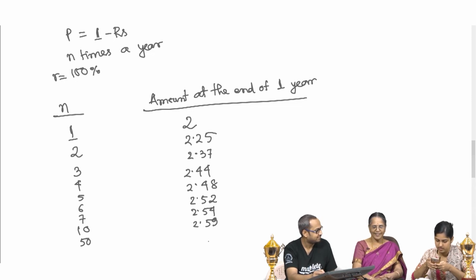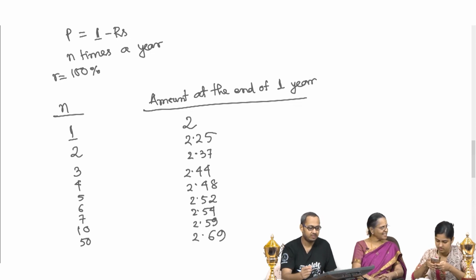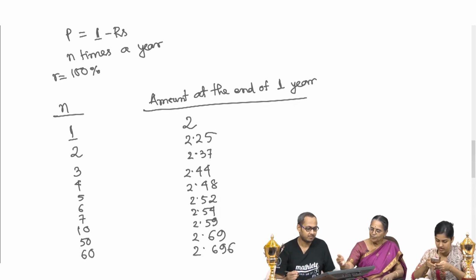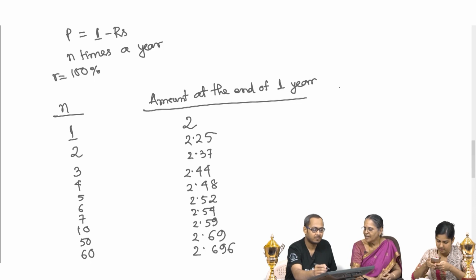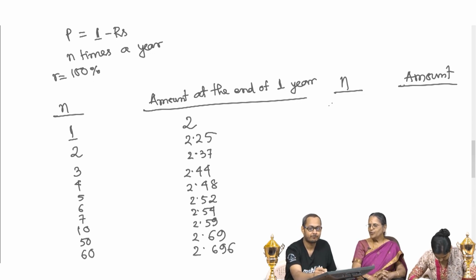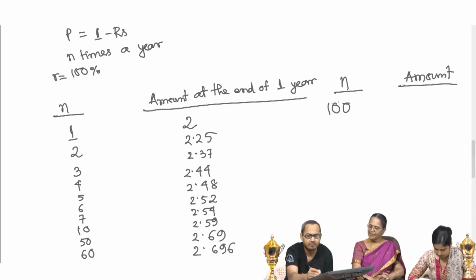50 times, that's a big number: 2.69. What about 60? 2.696. I would like to increase n. What happens if you do it 100 times a year? 2.705. What about 1000 times a year?